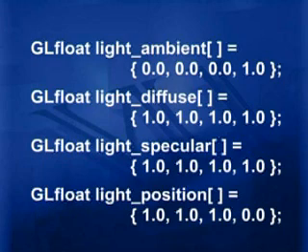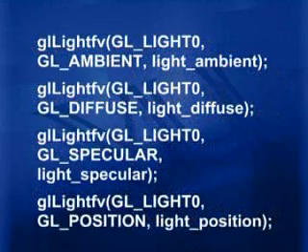GL float light specular, which holds again all ones. GL float light position is specified as 1.0, 1.0, 1.0, and 0.0. GL light FV, pass the parameter GL light 0. So we are talking about the first light source, GL light 0, which of course is the only light source that we are using for the moment.